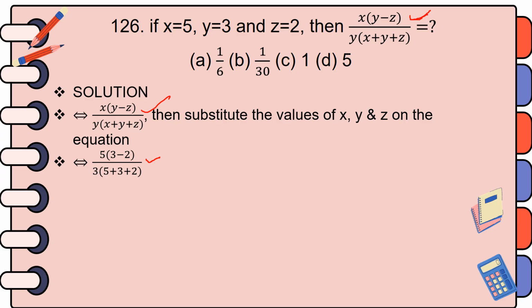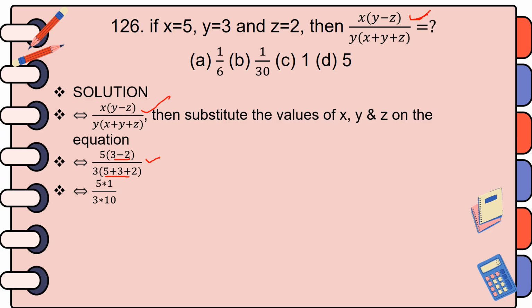Okay, that means you have 3 minus 2 in parentheses on the numerator. Again, 5 plus 3 plus 2 in parentheses on the denominator. Then you have to find out the values of these numbers in parentheses. Then, on the numerator, you have 3 minus 2, which is 1. And the numerator becomes 5 times 1.